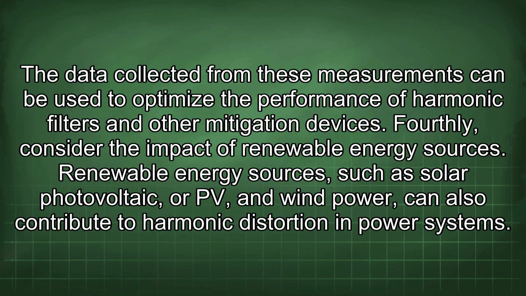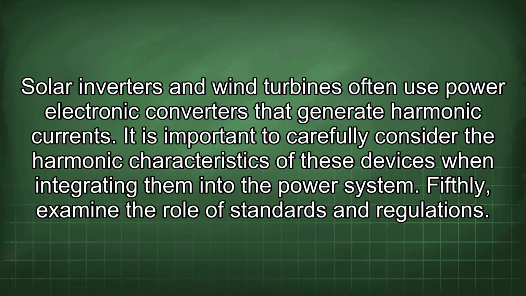Fourthly, consider the impact of renewable energy sources. Renewable energy sources such as solar photovoltaic, or PV, and wind power can also contribute to harmonic distortion in power systems. Solar inverters and wind turbines often use power electronic converters that generate harmonic currents. It is important to carefully consider the harmonic characteristics of these devices when integrating them into the power system.